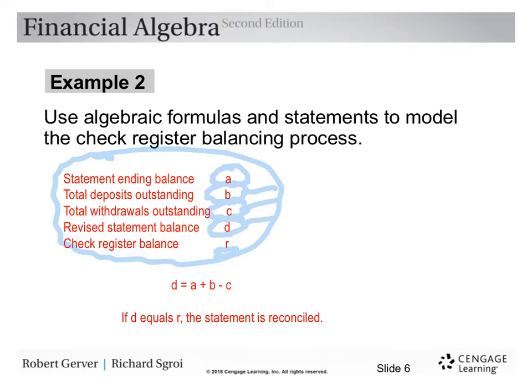So what we're saying is that the revised statement balance is going to equal the statement ending balance plus outstanding deposits minus outstanding withdrawals or checks. And that's this formula here. And if we find that D equals R, then the statement is reconciled, okay? So in basic algebra, that's how we're going to do it.